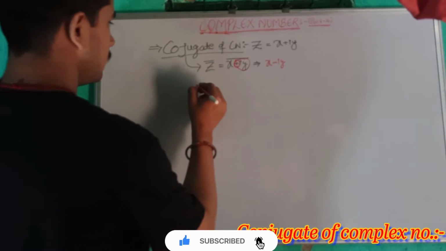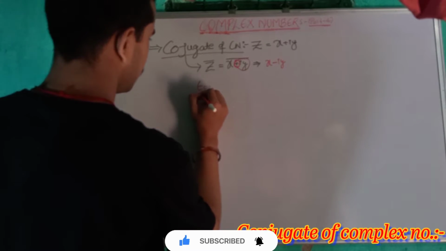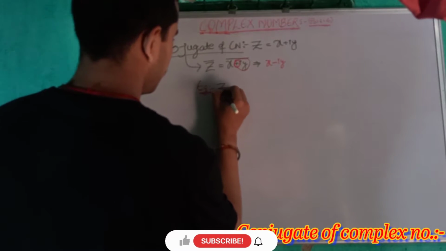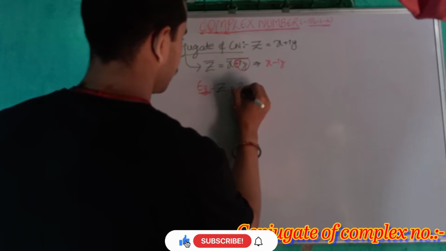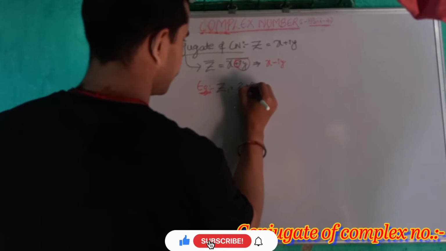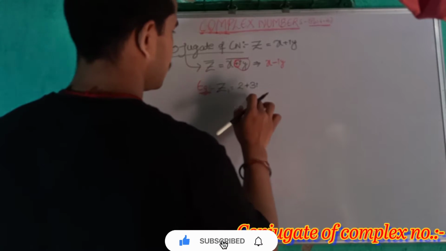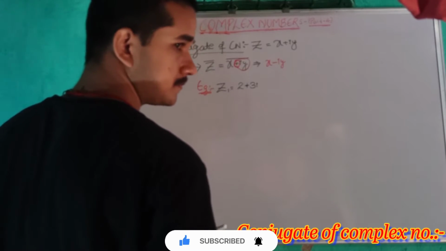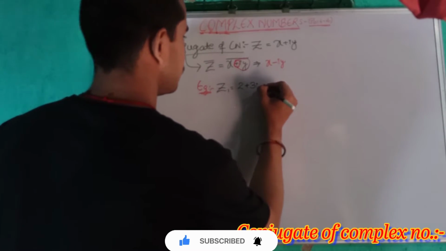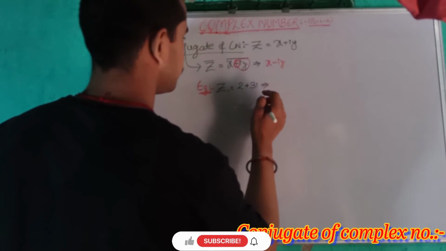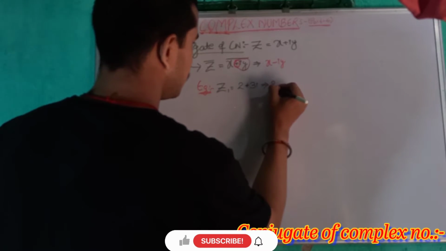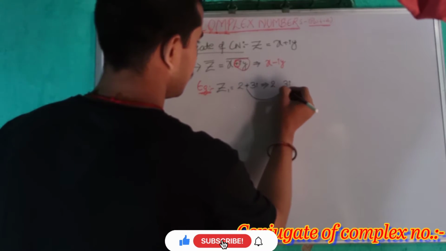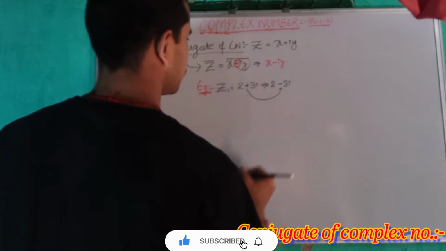Taking an example, suppose we have a complex number z is equal to 2 plus 3i. The symbol of the imaginary part is plus, so it will be interchanged to minus, as we have seen here. If we change it, then 2 and 3i, and the symbol changes from plus to minus.